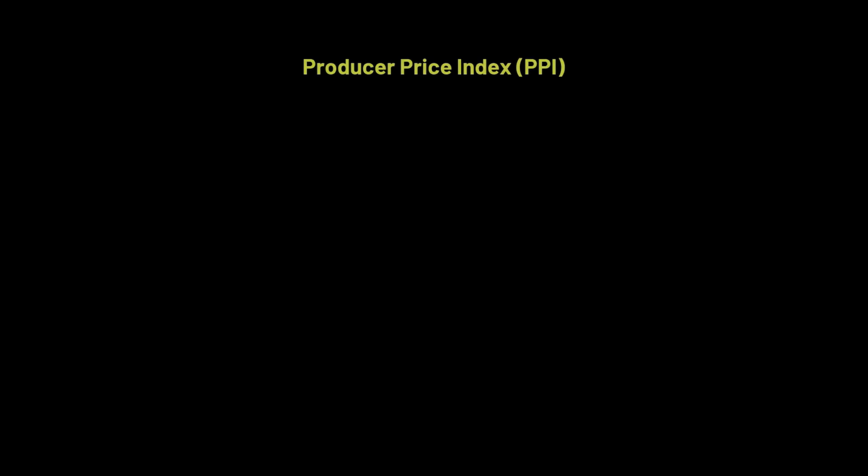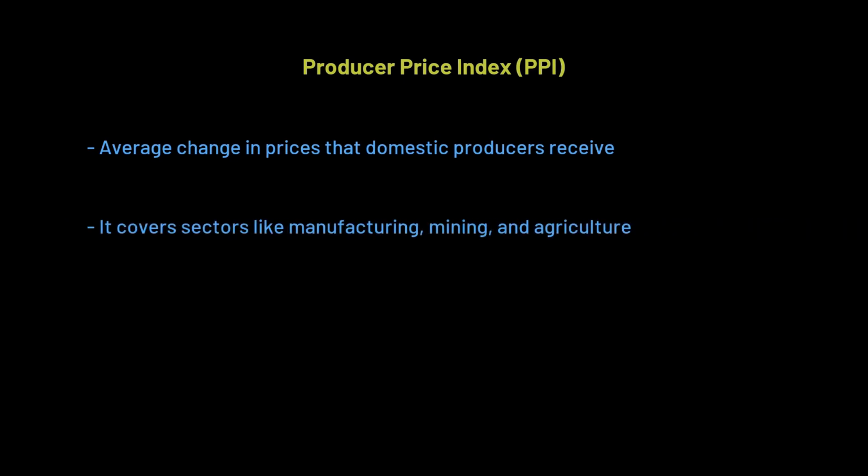The Producer Price Index measures the average change in prices that domestic producers receive for their goods and services. While the Consumer Price Index focuses on prices from the consumer's perspective, the Producer Price Index looks at costs from the producer's end. It covers sectors like manufacturing, mining, and agriculture.